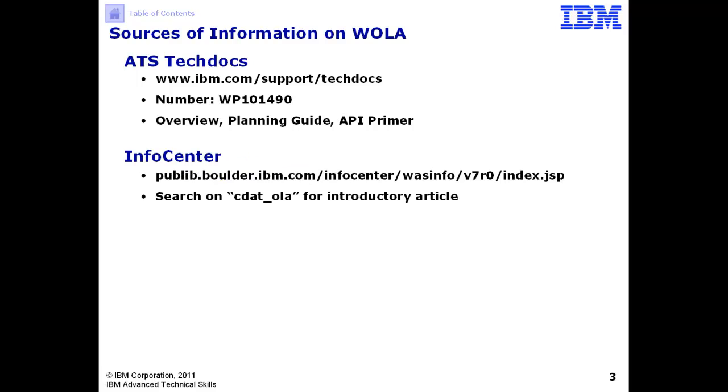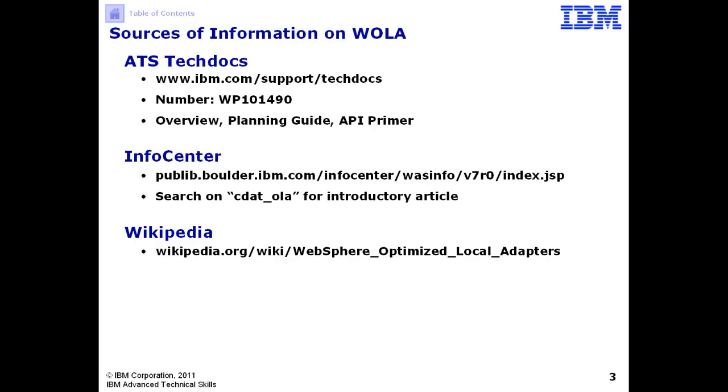The IBM Info Center for WebSphere Application Server. It is the official home of the product documentation. Searching on the key string CDAT_OLA will produce the introductory article on the subject of WOLA. There is a Wikipedia article on WOLA you may find at the URL shown, or by searching on uppercase WOLA and then clicking on WebSphere Optimized Local Adapters on the disambiguation page.